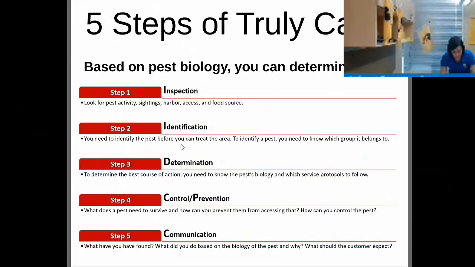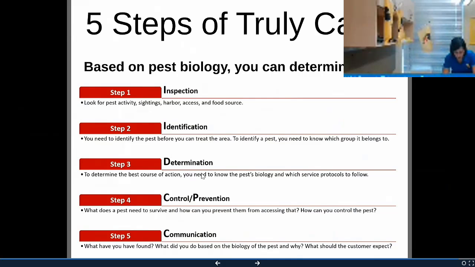Identification. You need to identify the pest before you can treat the area. There are different protocols for different species. Then we can determine the best course of action. You need to know the pest biology and which service protocol to follow. For example, mice and rats. We have differences in protocols between when your customer has a mice infestation or a Norway rat and roof rat infestation. Depending on the type of flies we find, if they come from the exterior, if they're breeding inside, depending on the species, the protocol will be different.